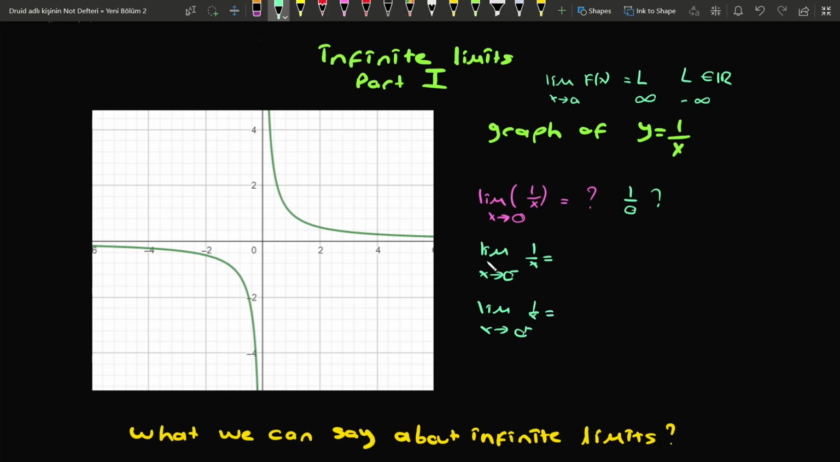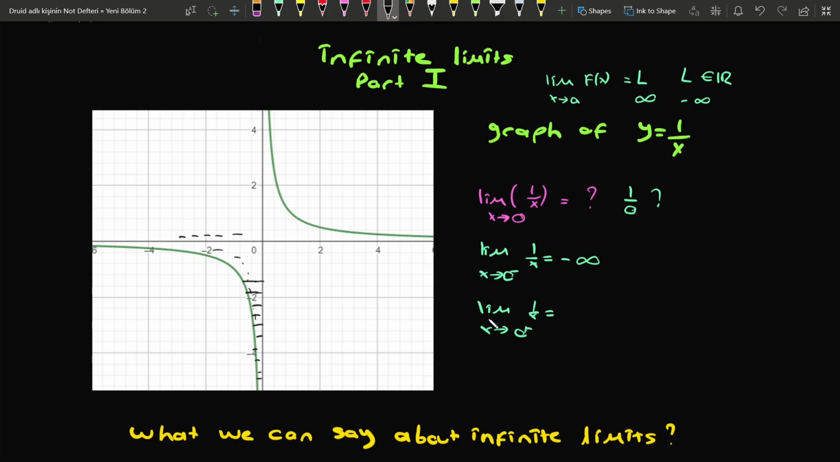So let's approach it from the left. When I approach it from the left, I'm seeing that my y values are getting closer to negative infinity. The more I go, the closer I get to 0 from the left. Therefore, I'm going to say the limit of 1 over x as x approaches 0 from the left side is going to be minus infinity.